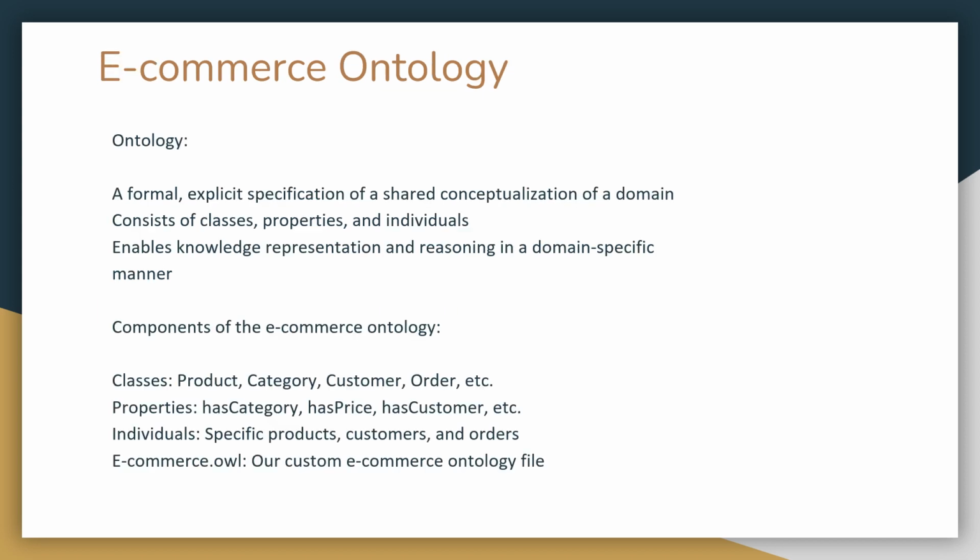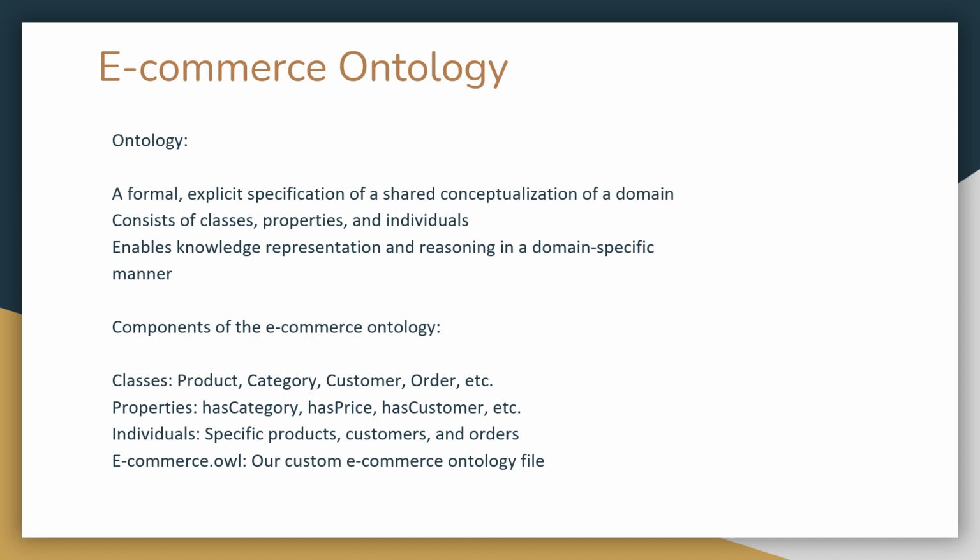Now, what is this e-commerce ontology? First, I will tell you about the ontology. An ontology is a formal, explicit specification of a shared conceptualization of a domain. Here, the domain is e-commerce. The domain consists of classes, properties, and individuals. Individuals are the instances, and it enables knowledge representation and reasoning in a domain-specific manner. E-commerce, sports, these kinds of domains can be there.